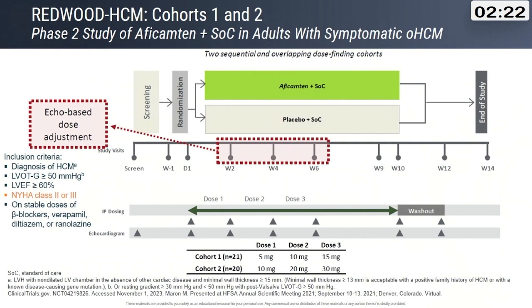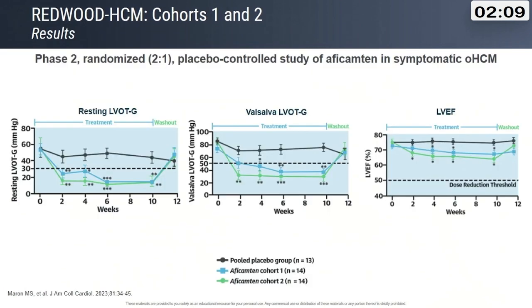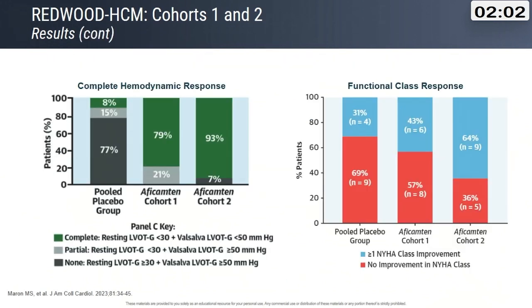The second in class, aficamten: the REDWOOD-HCM cohorts 1 and 2 involved patients with obstructive symptomatic HCM and started giving them aficamten at 2 different doses compared to placebo. And the results were as expected. Those patients who received the higher doses of aficamten had better symptomatic improvement and lower LVOT gradients. 93% showed complete response in cohort 2, those receiving the higher doses of aficamten.